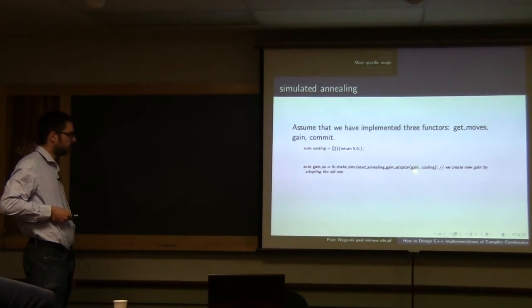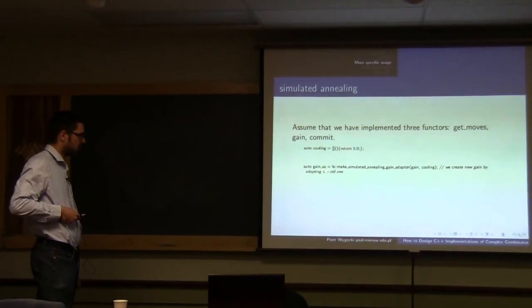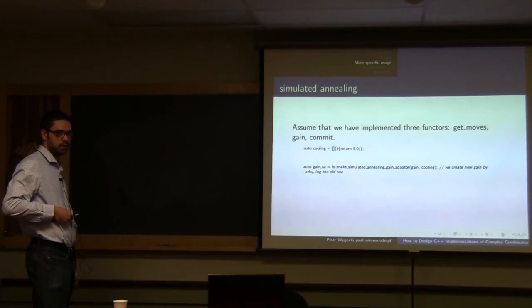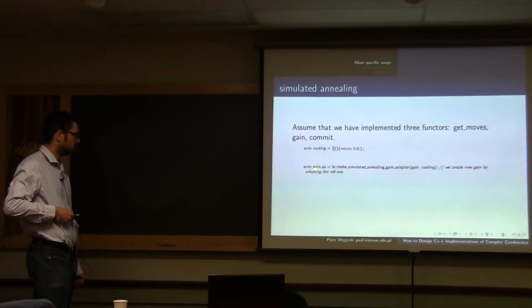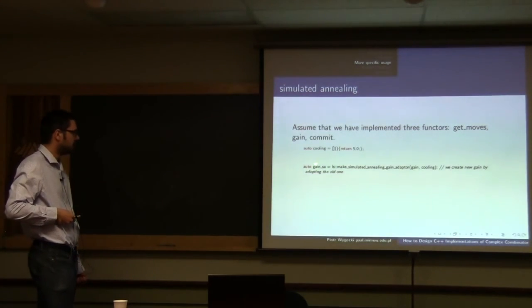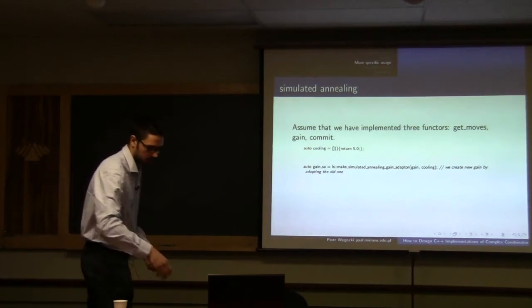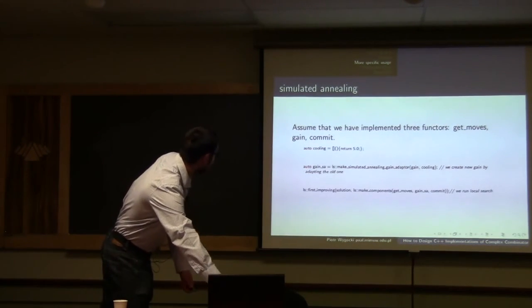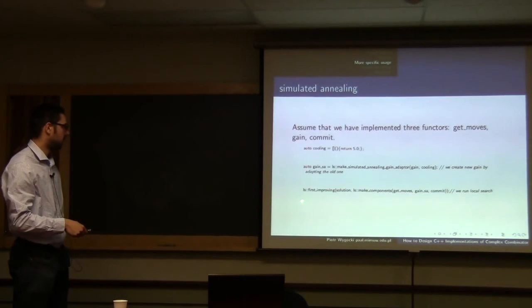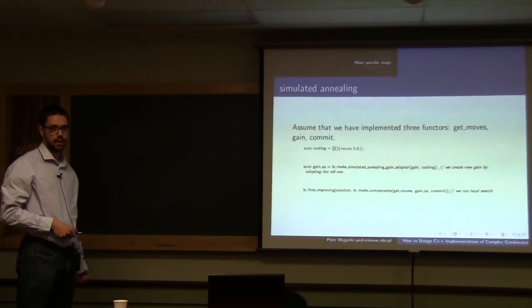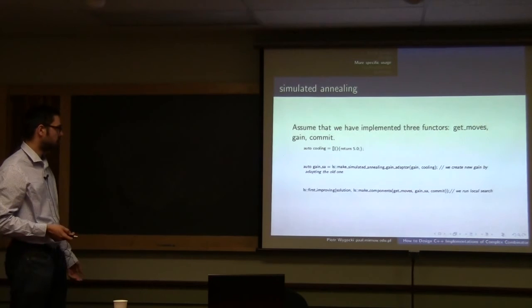We provide the previous gain and the cooling scheme, and we receive our new gain, which we call the simulated annealing gain, and that's essentially all. We run our algorithm, and it just works.